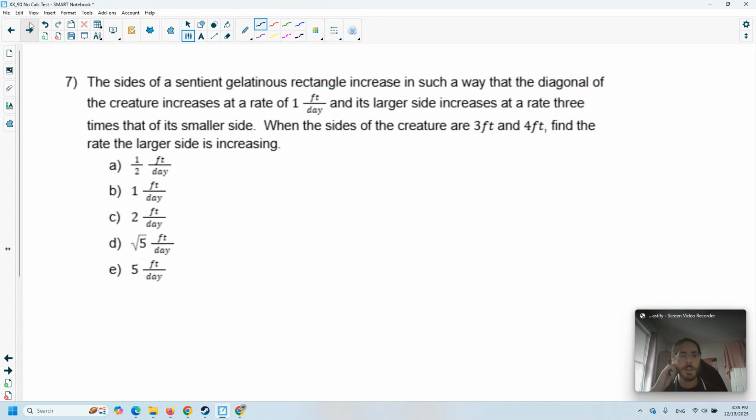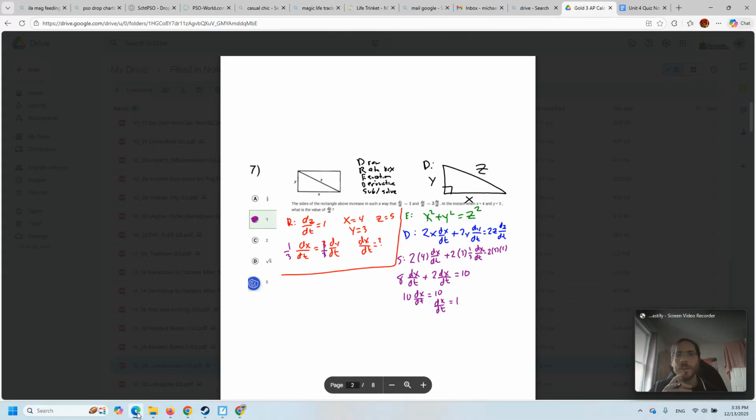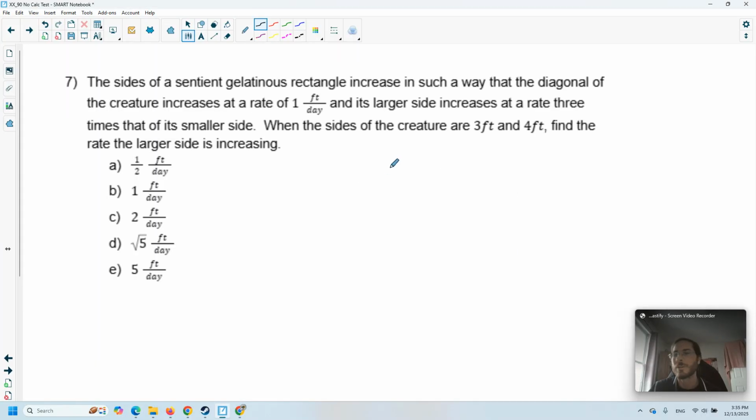Question 7 gave people a lot of difficulty with our sentient gelatinous rectangle. However, from the notes from 12.4, you can see we did the exact same problem as a review from a homework problem. People in class asked how the rectangle would even be increasing this way, so I made up a way for the rectangle to actually be increasing that way. If the rectangle is a sentient gelatinous rectangle, it can actually increase that way. Done the same way as the homework problem, but I'll still go over it one more time.